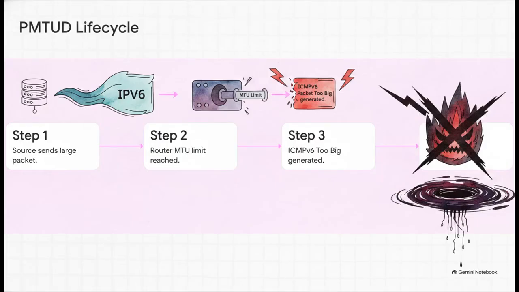Let's trace the life cycle of that specific failure to see why it happens. The source sends a large IPv6 packet outbound. Somewhere down the line, a router's MTU limit is reached because the next link is physically smaller. So, that router politely generates an ICMPv6 Packet Too Big message and tries to send it back to the source. But an overzealous firewall blocks that return message. So the source never actually learns to send smaller packets, and the connection just hangs in a black hole forever.